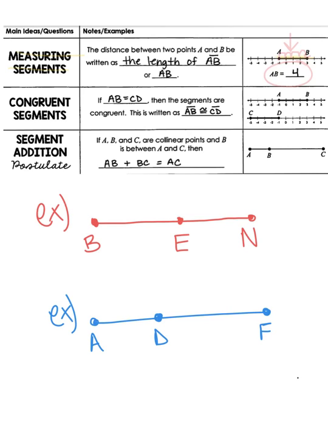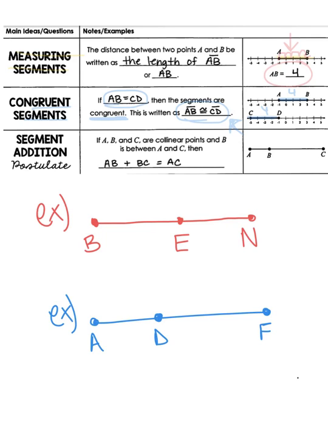To identify congruent segments, as we see over here on the left side, if AB equals CD, then the segments are congruent. Congruent also means equal. This can be written as: segment AB is congruent to segment CD. Even though they are in different places on the number line, we see that segment AB has a length of 4, and segment CD has a length of 4. So those segments are congruent, and we can write it like this.